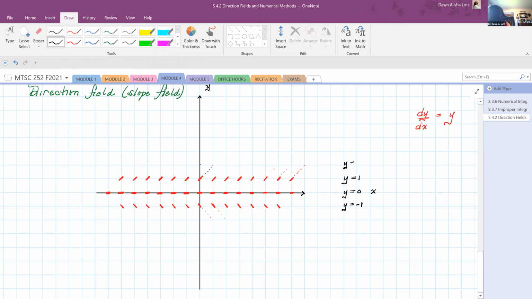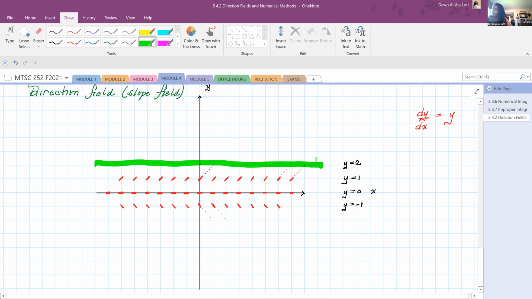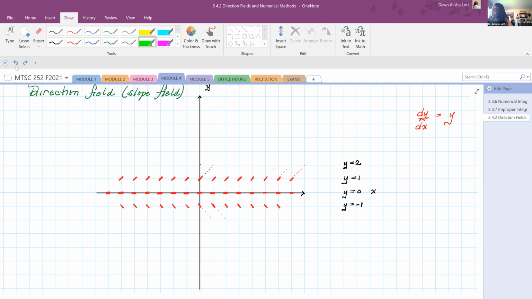Y is 2. All right, now this one's a little tougher because now on this whole row right here, y is 2. So that means the slope has to be 2. So now the slope looks like start here at this point, go up 2 and over 1. So now my line looks more like that.